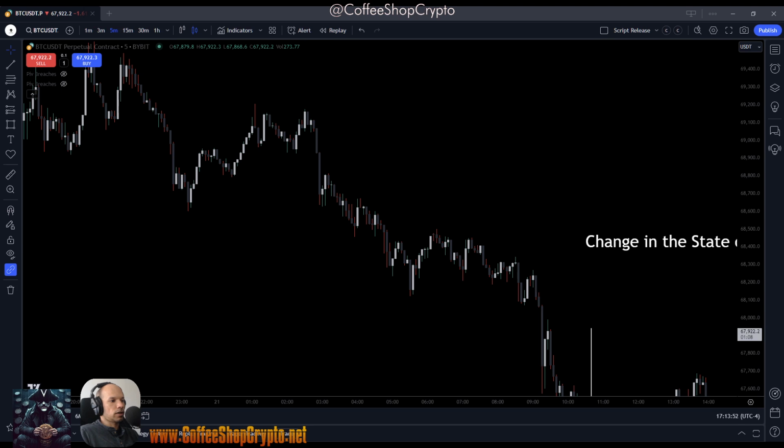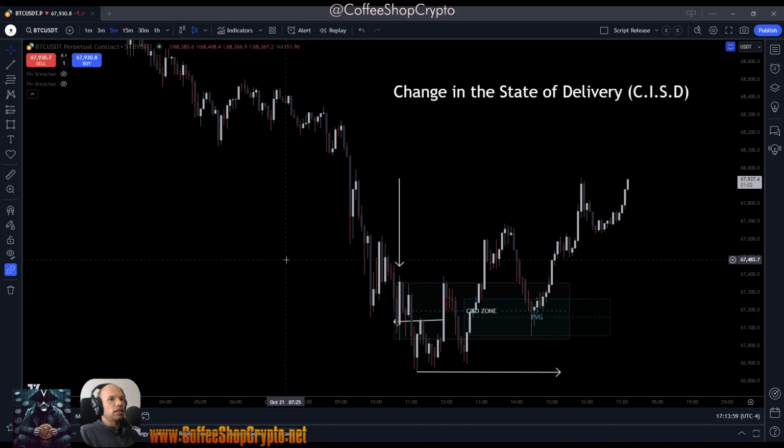This can be very complicated, and again, if you use an indicator to find the change in the state of delivery, it's going to plot it all over your chart. You need to know when it matters, and this is the only way to know. Otherwise, you're just going to have your chart full of nonsense. You don't need all that stuff. I want you guys to learn how to do this visually, use your eyes, and understand what that is.